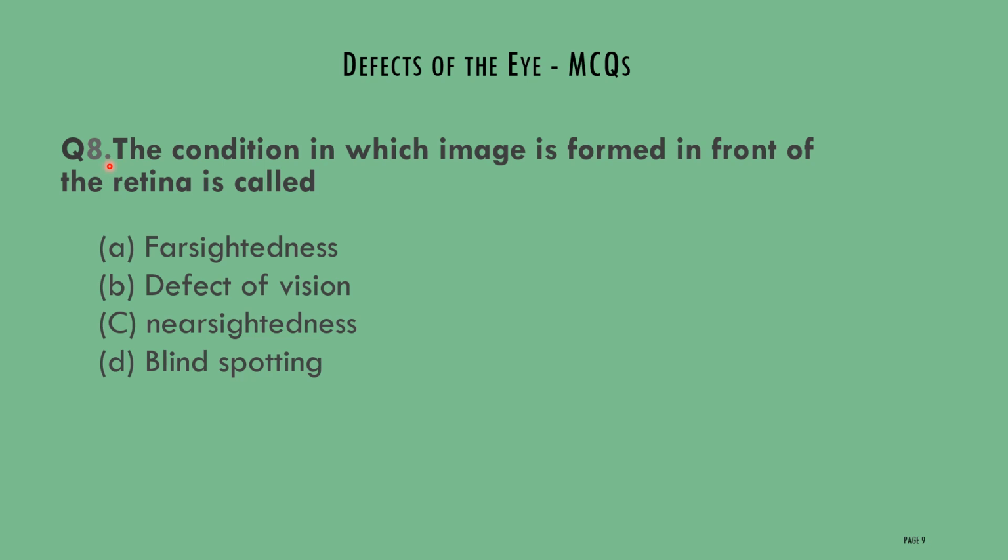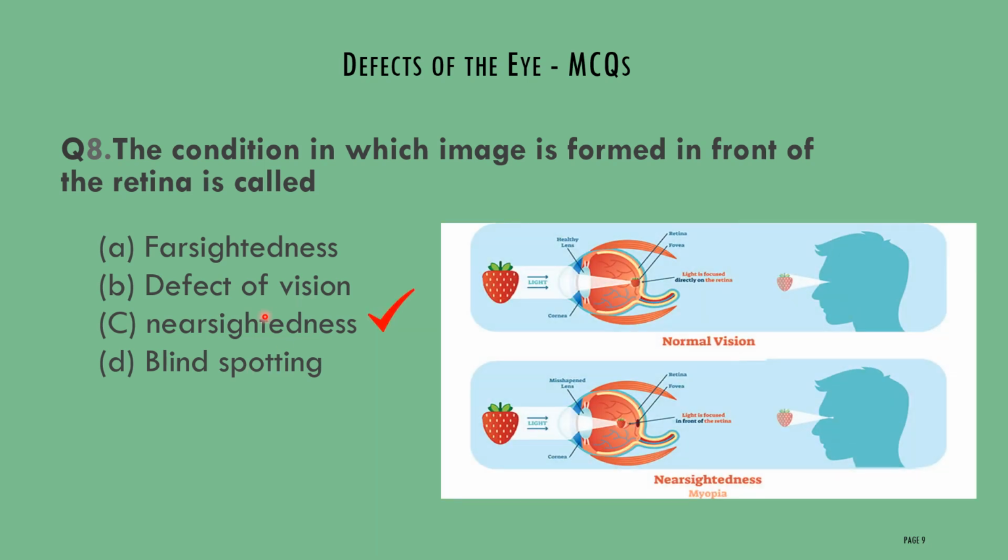Next question, question number 8. The condition in which the image is formed in front of the retina is called. In which case will the image be formed in front of the retina? Option A, farsightedness; option B, defect of vision; option C, nearsightedness; option D, blind spotting. Which is the correct answer? The correct answer is nearsightedness. Another name for nearsightedness is myopia. In myopia or nearsightedness, the image forms in front of the retina. See here, look at this picture. The image forms in front of the retina. This condition we call nearsightedness, otherwise myopia.